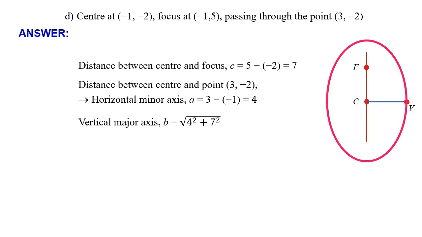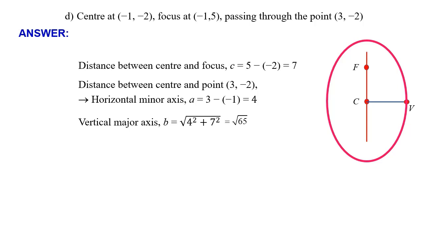And then next, we can find the vertical major axis. Notice that the value of c and the value of a here are smaller than the major axis, that is the value of b. So it means that to find the value of b, we have to add: the square root of 4 squared plus 7 squared. So we will get the square root of 65.